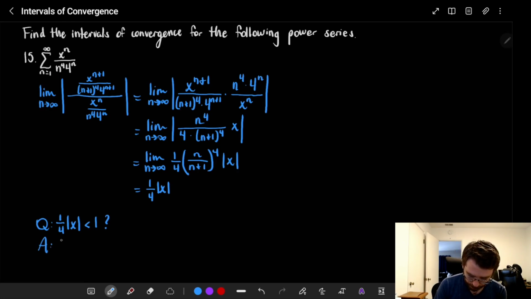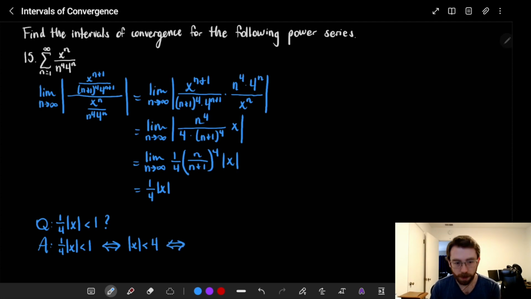But this is something we can solve just algebraically, right? I could say, well, this is equivalent to writing multiply both sides by 4. That's equivalent to writing absolute value of x is less than 4. And if you remember how inequalities involving absolute values work, well, how can the absolute value of a number be less than 4?